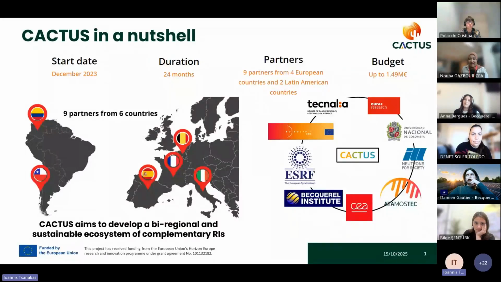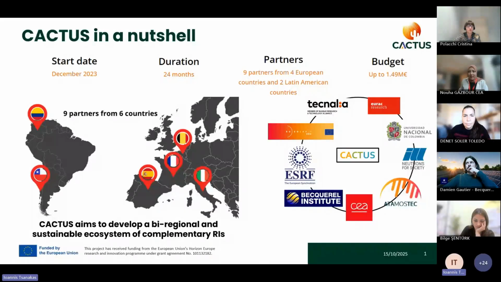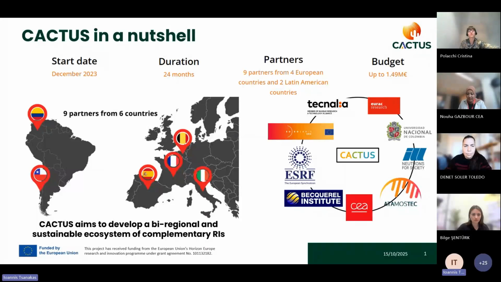In the framework of the Cactus project, as Noa mentioned, I will begin with a brief introduction to the project itself. For those that are not familiar, Cactus is a collaborative project funded by the European Commission under Horizon Europe. It brings together, as you see here, a consortium of 9 partners from across Europe and Latin America, with a total budget of 1.5 million euros and a duration of 24 months.